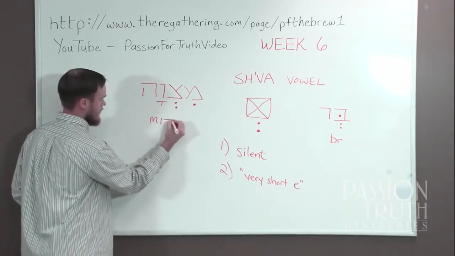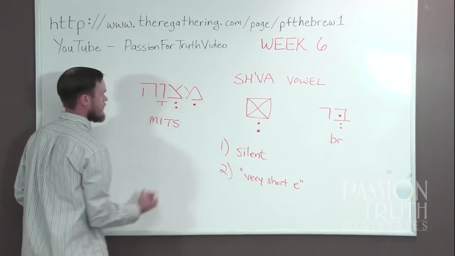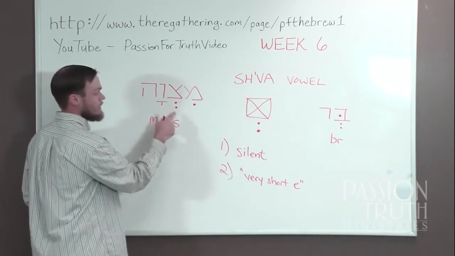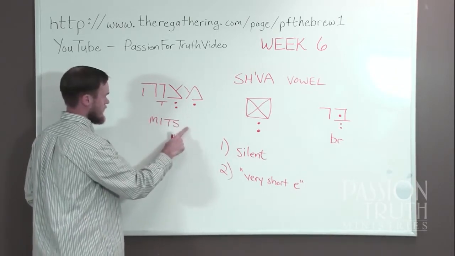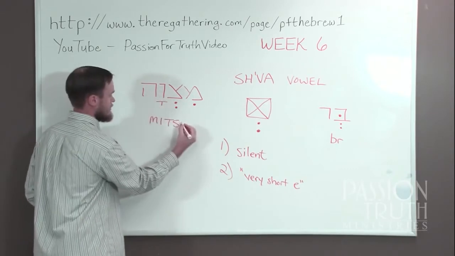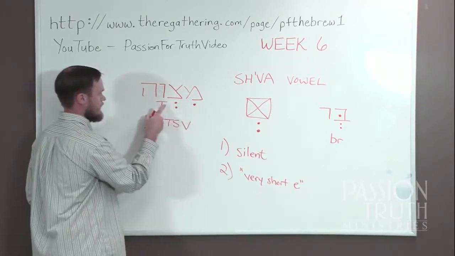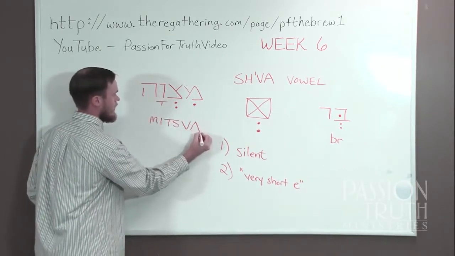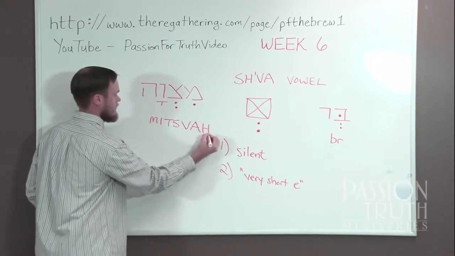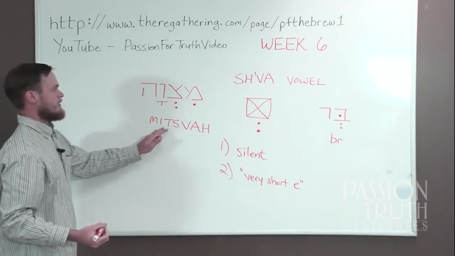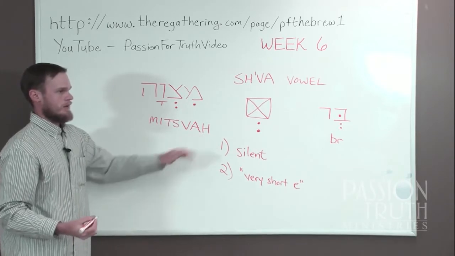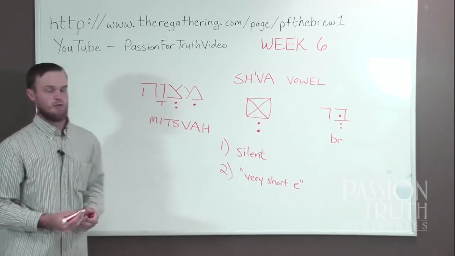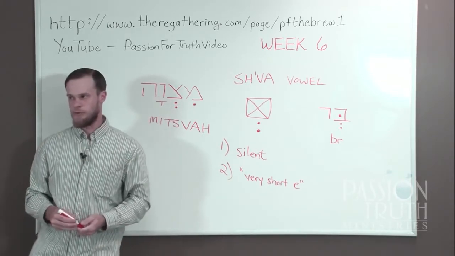The tzadi makes our TS or TZ. Schwa makes no sound, so nothing for the vowel sound. Vav makes a V. And then the short A, the kametz. Okay, so this would be pronounced mitzvah. So the TS and the V are just running into each other. There's no vowel sound in between them.